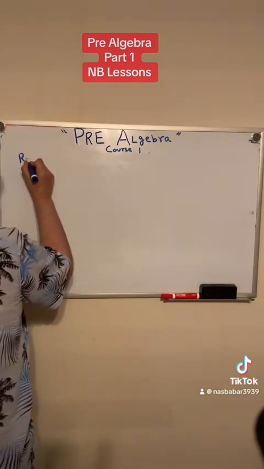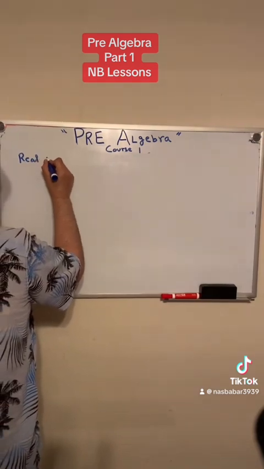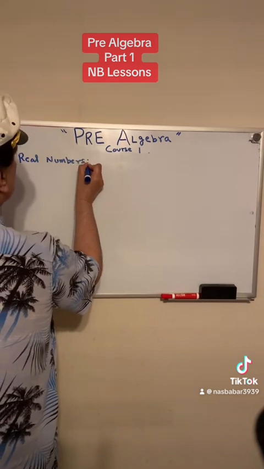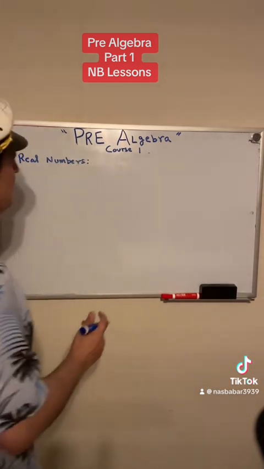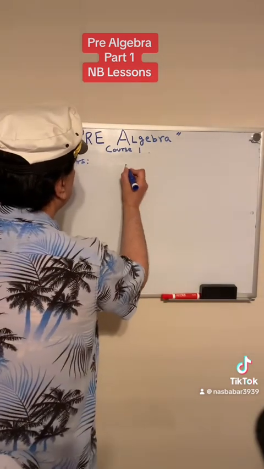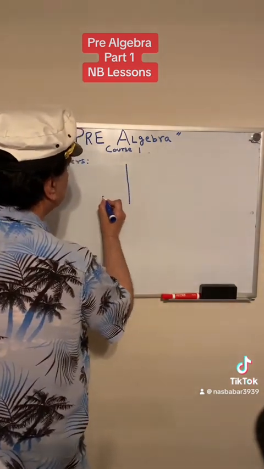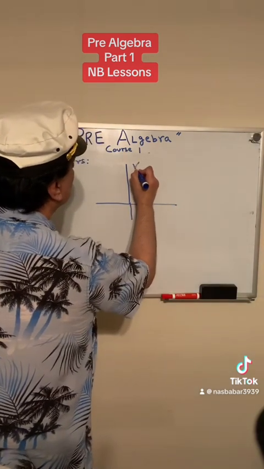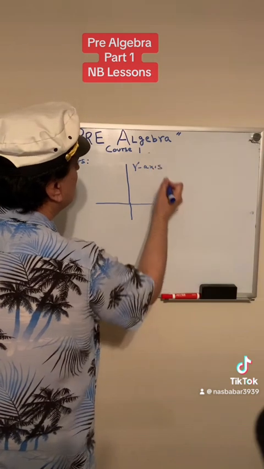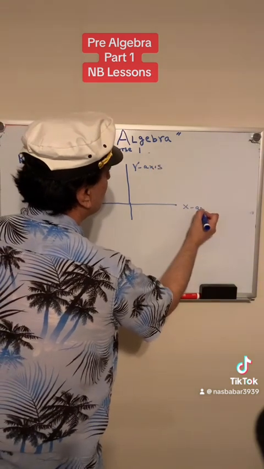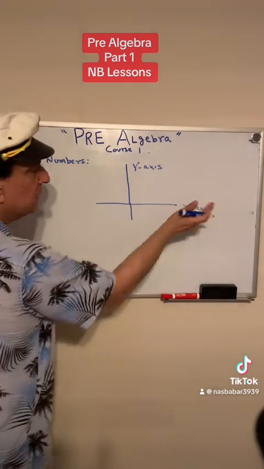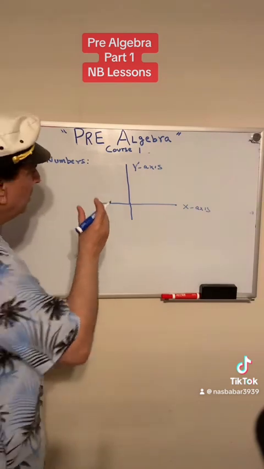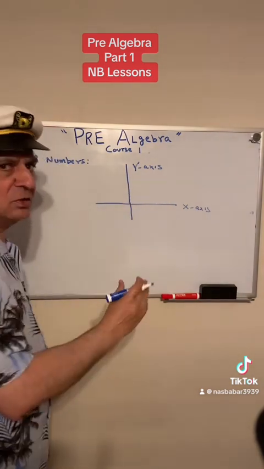A lot of you might already know, but let's assume that there are folks out there who are still wanting to learn. So, what is a real number? Let's draw this graph. You have the y-axis and you have the x-axis, right? X is the horizontal, y-axis the vertical. If you can plot a number on the x-axis or y-axis, that is a real number.